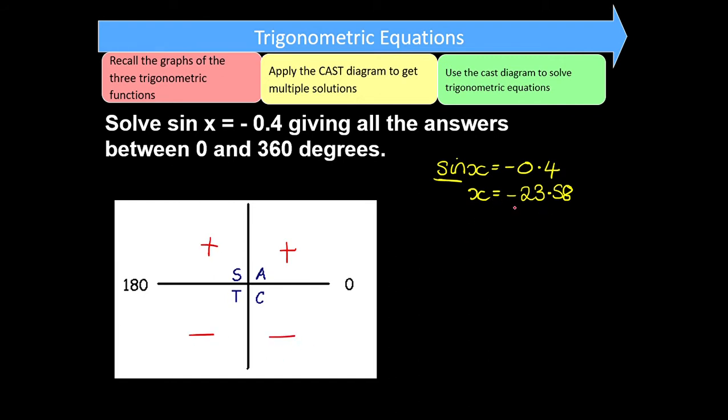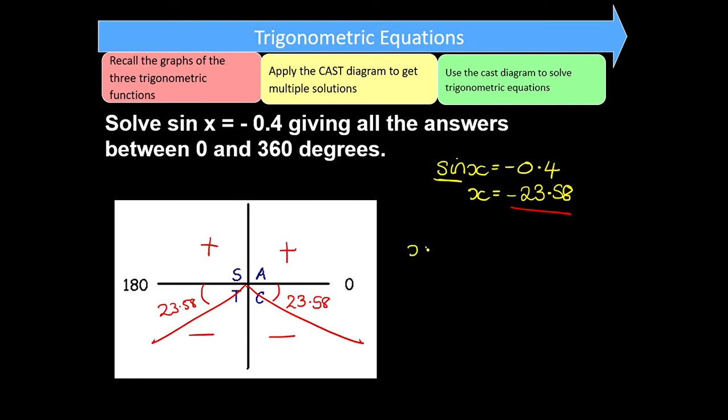I now have a look. I have a negative angle, so my angles will be drawn in the negative sections, always measured from the x-axis. When I label my angle in here, I don't put the minus in. The minus is just telling me where I'm drawing it. But that angle is actually 23.58. The minus is just telling me which sections I am drawing this in.